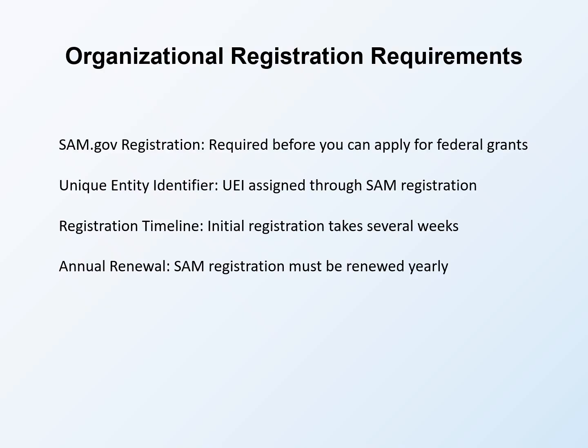The UEI replaced the previously used DUNS number effective April 2022. This identifier appears on your applications and links your organization's information across federal systems. Every federal application requires your UEI.